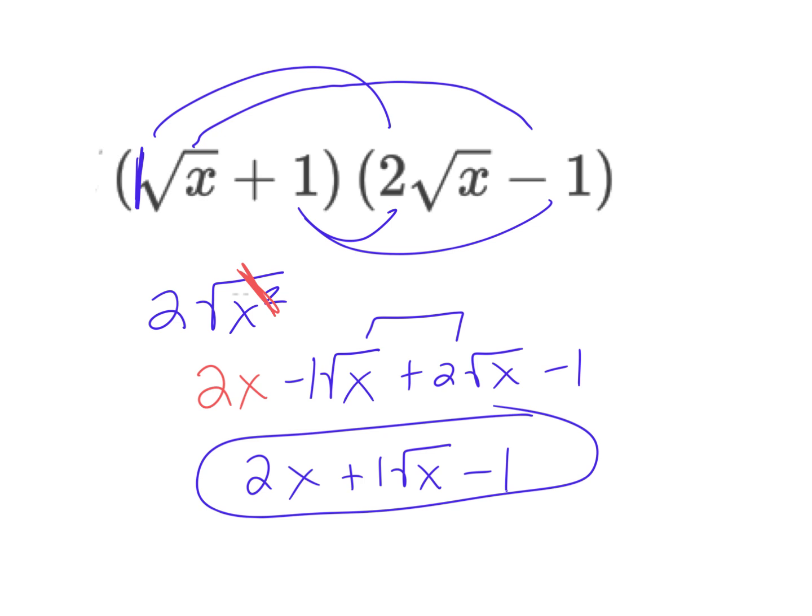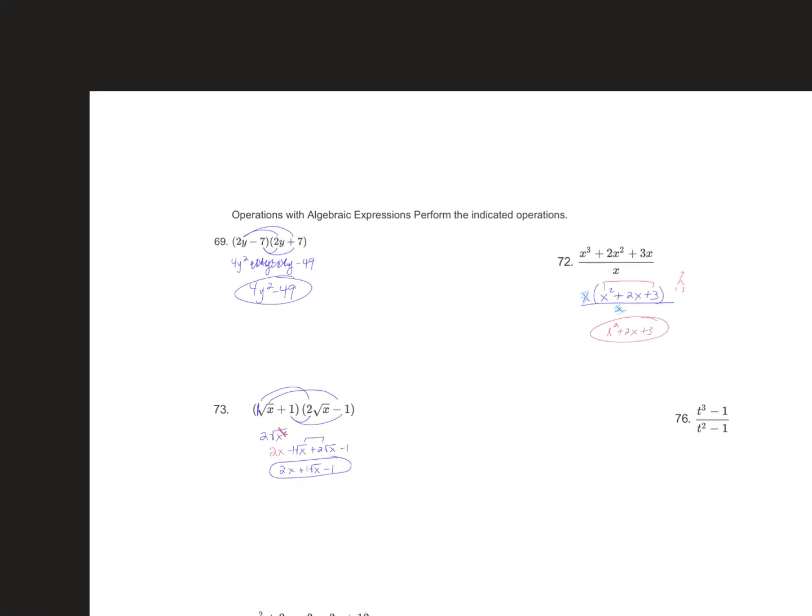You cannot combine the 2x and the square root of x because those are not like terms. They're not exactly the same, so you cannot combine them. Make sure you are paying attention to that.